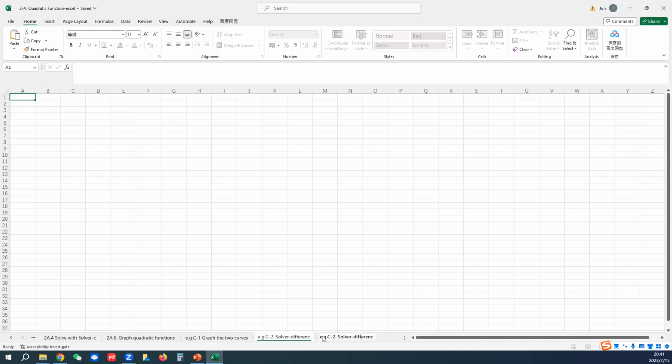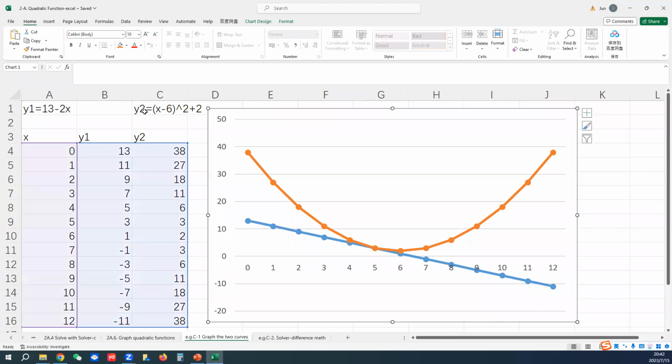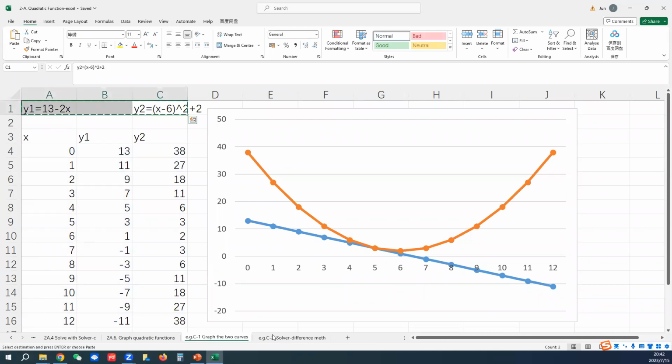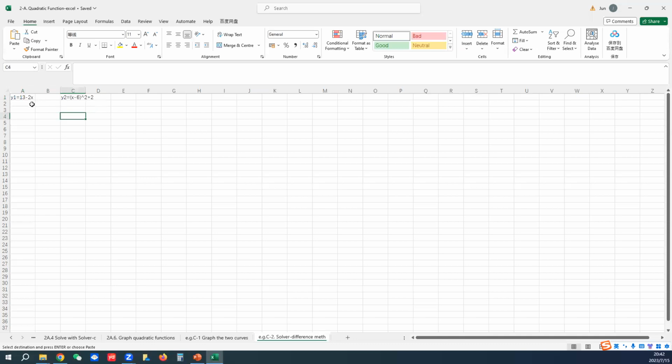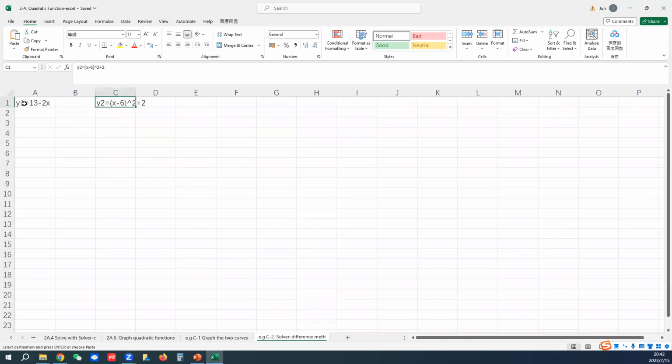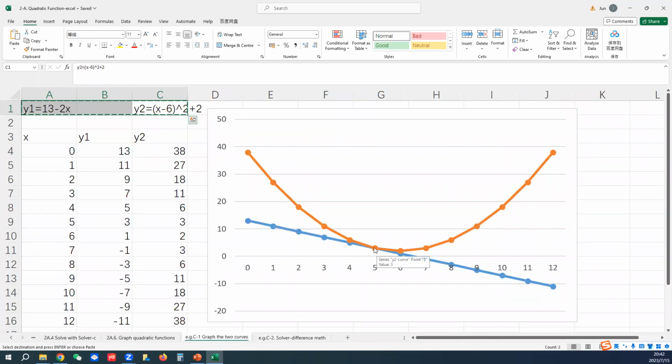Solve difference method. Okay, so still, let's copy down these two functional forms. Okay, here if we solve them by hand to solve for the intersection point, as you can see at this very point, right? The x and y coordinate both apply to this line and this curve, right? So at this point, when x equal to 5, y1 equal to y2. That's what intersection point is.